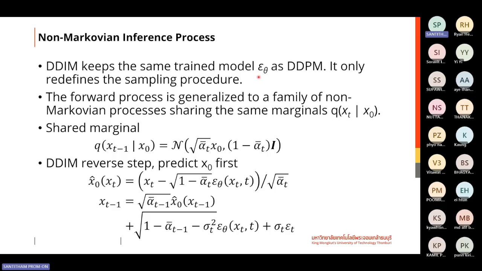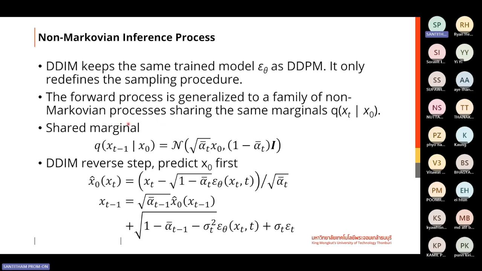What will be different is the sampling procedure, or the inference process. That will be the different one, not relying on the earlier iterations so much, to make it work. The forward process in this case is generalized to a family of non-Markovian processes.